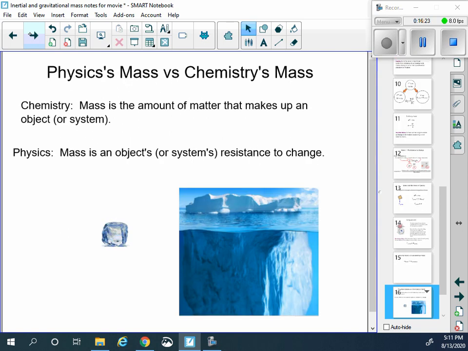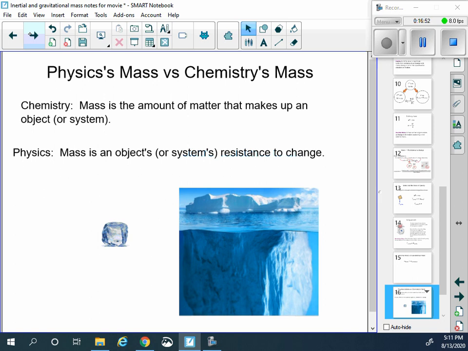So again, chemistry and physics, we are going to totally disagree on what mass is, and to argue over who is right is a stupid argument, because we are both right, based upon how we're going to be using it. Physics will always be based upon resistance to change, resistance to gravity, resistance to any type of force. Chemistry is all going to be about the amount of matter that makes an object up.